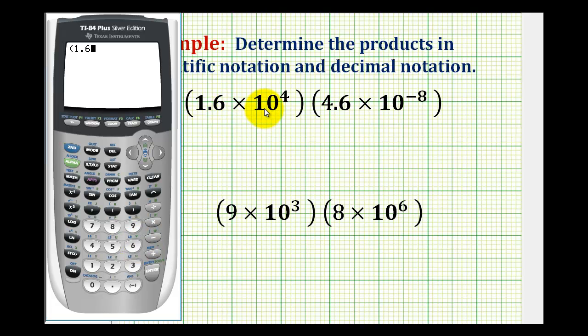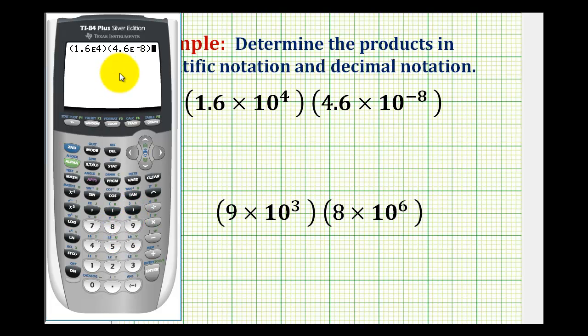And then for times 10 raised to a power, we want this key here with the two capital E's. So we'll press second comma, and now we just need to type in the exponent 4. So this is the notation the calculator uses for 1.6 times 10 to the fourth. And we'll multiply this by 4.6, second comma, and again we'll just type in the exponent here of -8.